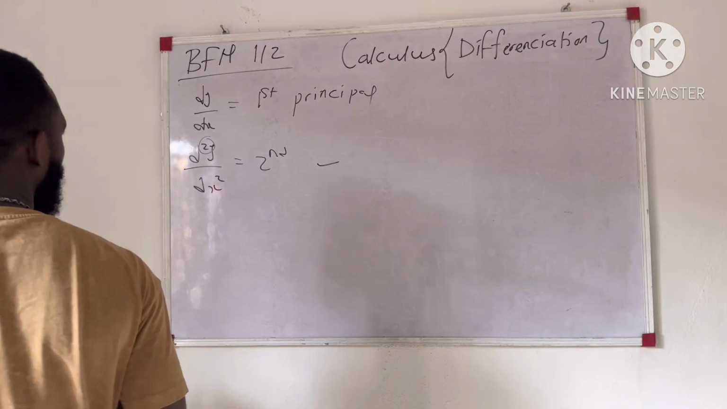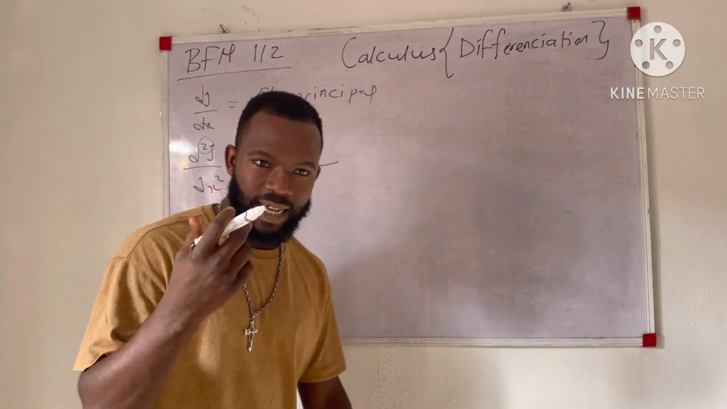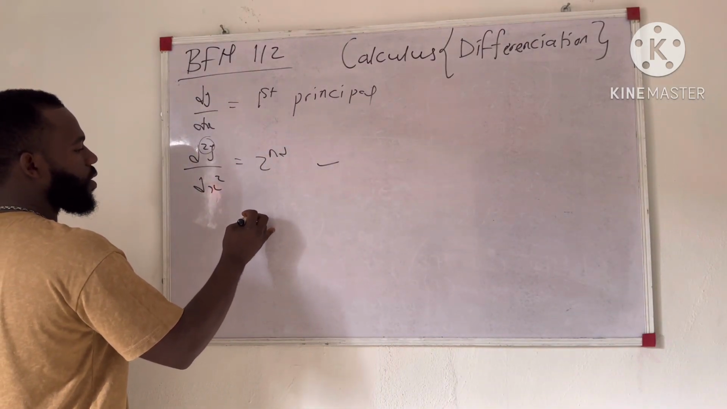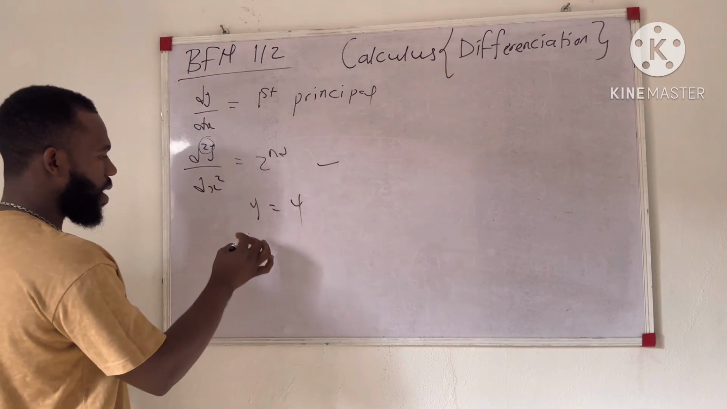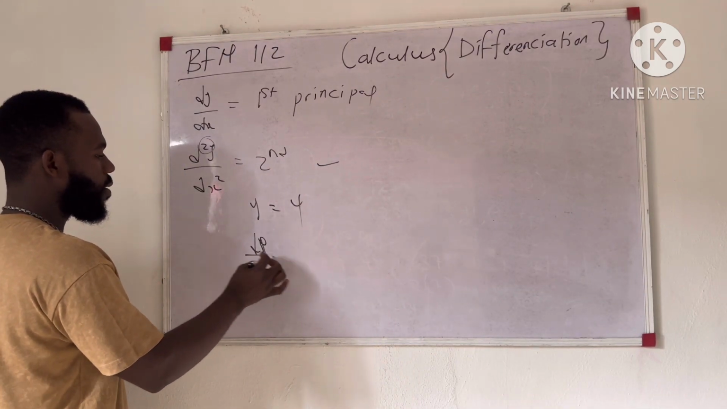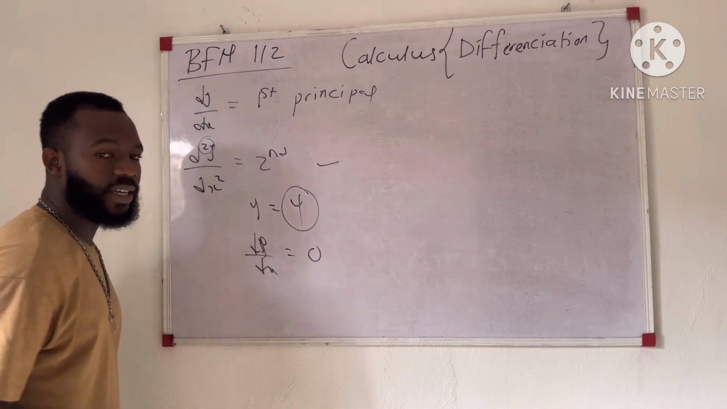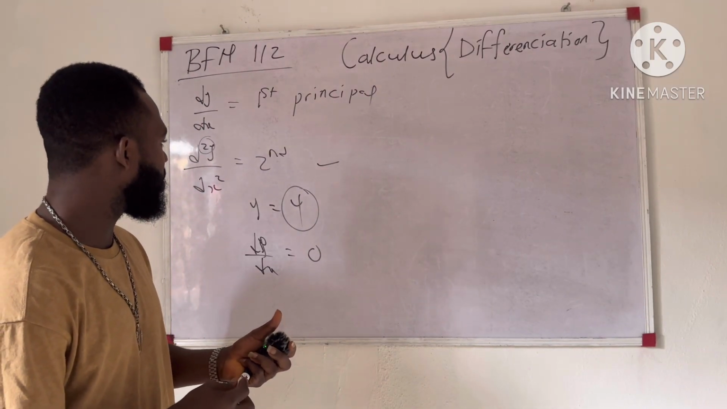What you need to know again about differentiation is that when you differentiate a constant, the answer is 0. For instance, if I have y is equal to 4 and you are told to find dy over dx, because 4 here is a constant, our answer is 0. It's as simple as that. When you differentiate a constant, the result is 0.